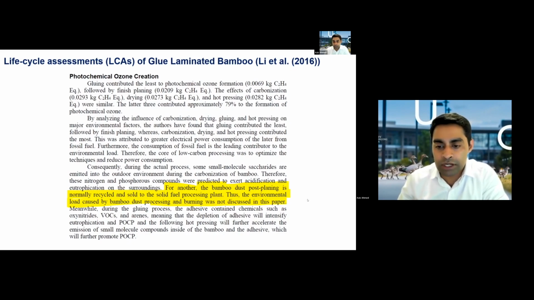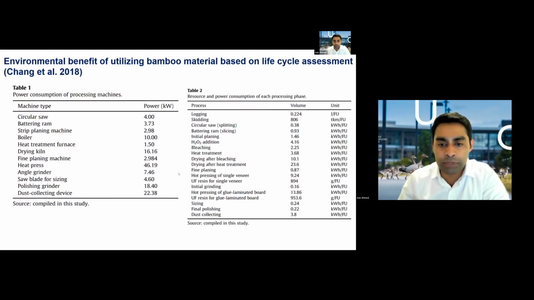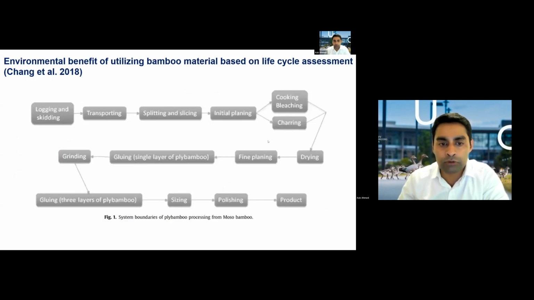So that's one disclaimer here, but that's something we'll probably account for. And you can see there is another paper by Cheng et al. in 2018 on the environmental benefit of utilizing bamboo material based on life cycle assessment. They have provided quite in-depth power requirement for different parts. So I found our students are finding it to be very useful for their life cycle assessment calculation.